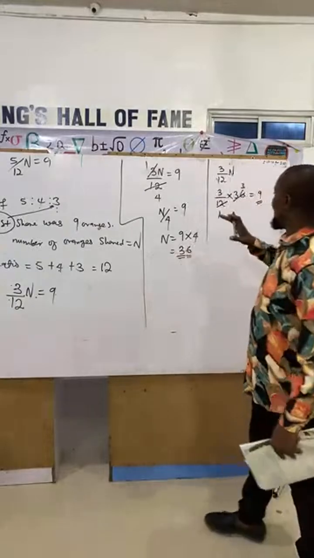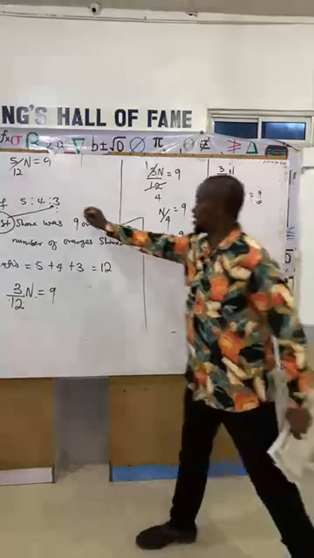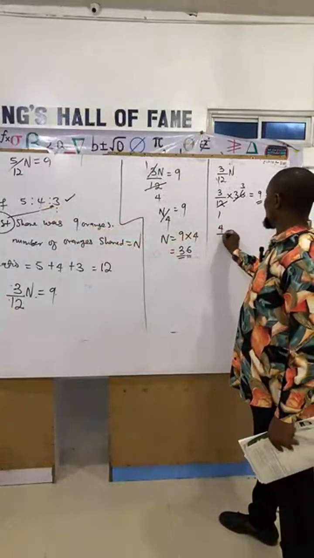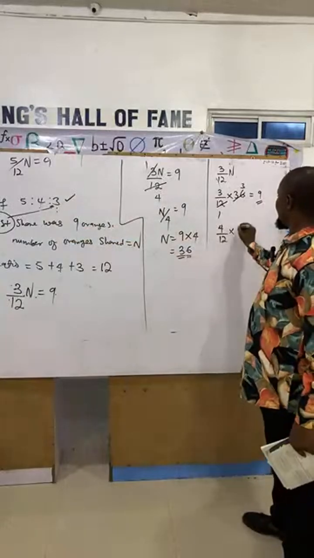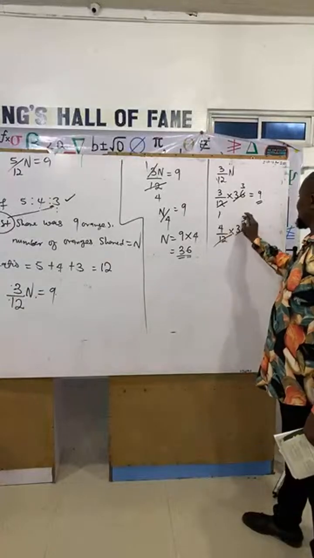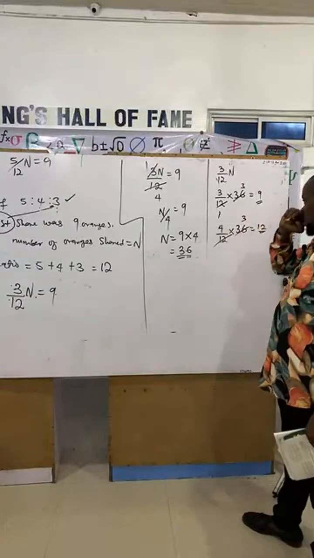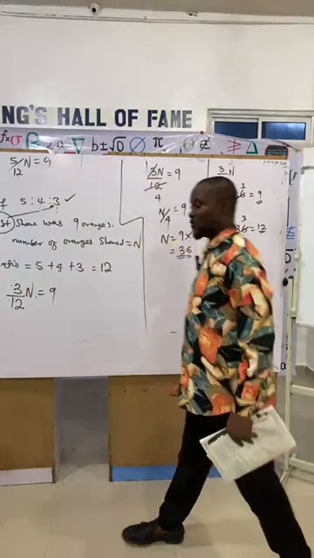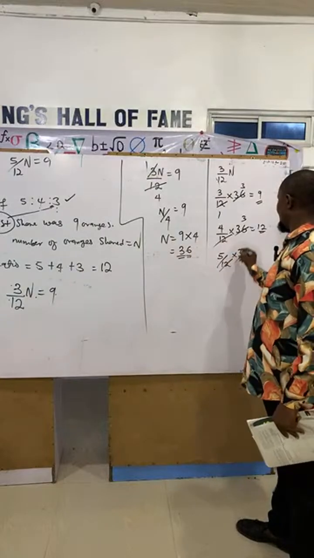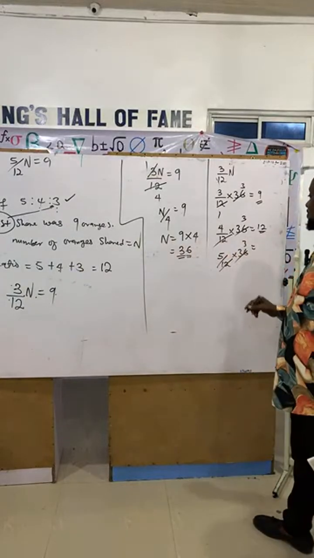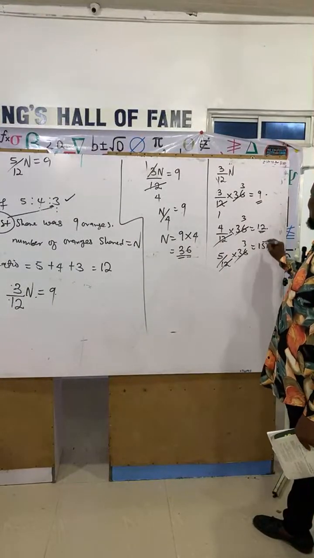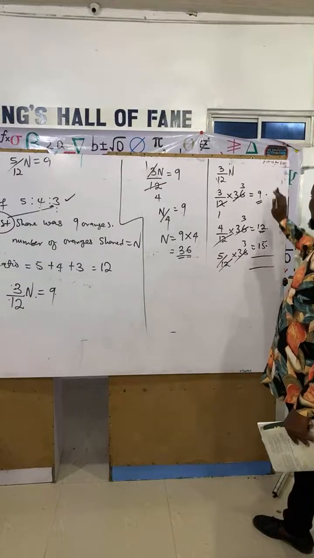If you want to talk about another one, you can talk about the middle value here. What do you have? That would be 4 over 12 times what? 36. Look at this, how many times? 3. 4 times 3 is 12. You want to talk about the ratio of this guy, 5. What do we have? 5 over 12 times 36. This guy, how many times? 3. What's 5 times 3? 15. Okay? Let's add 9 plus 12 plus 15.